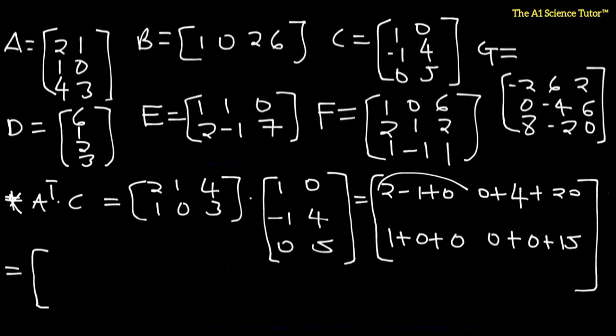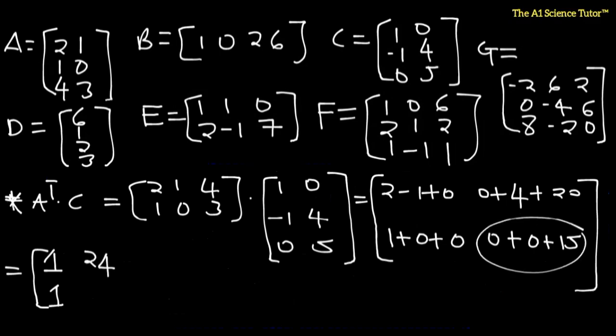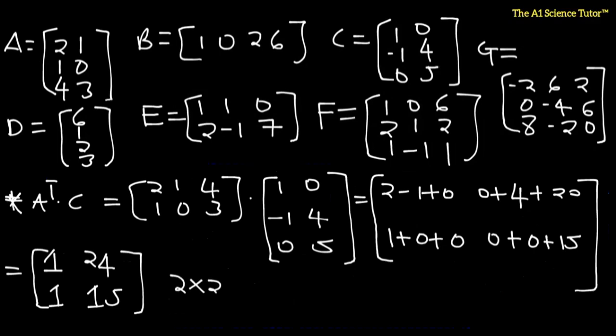So this is going to be 2 minus 1, which gives us a 1. And here we have 1 plus 0 plus 0, which still gives us a 1. And here we have 20 plus 4, which is going to give us 24. And lastly, we have 15 there. So that is basically the answer to this matrix. And as you can see here, this is a 2 by 2 matrix. So we are really on track. This is the answer to the question.